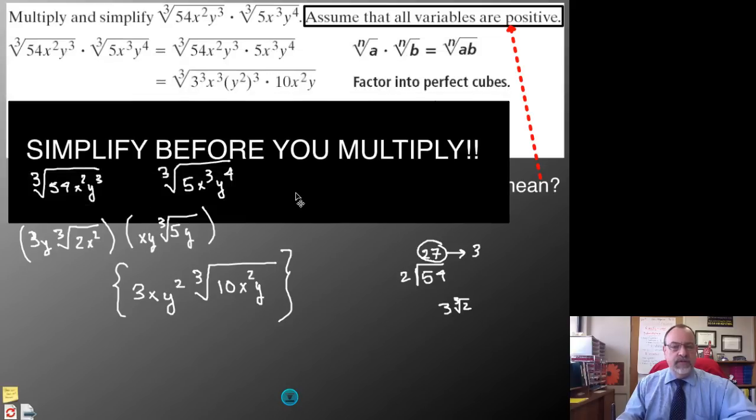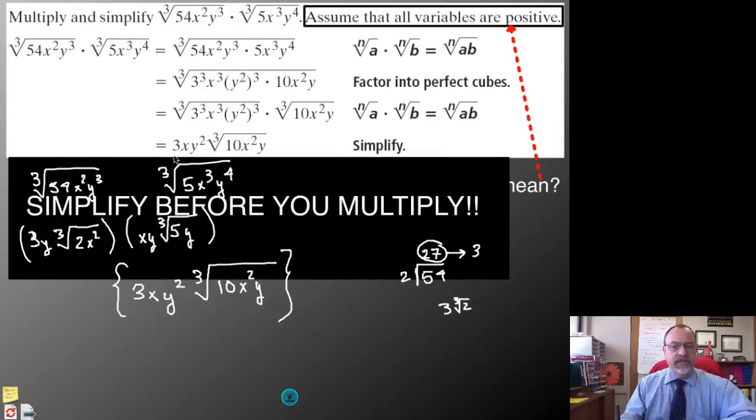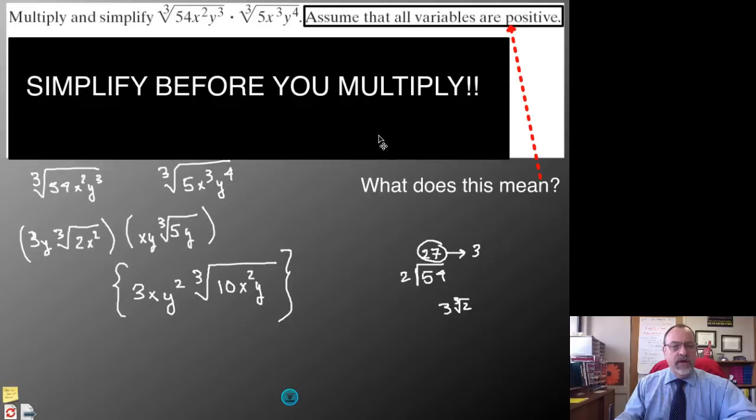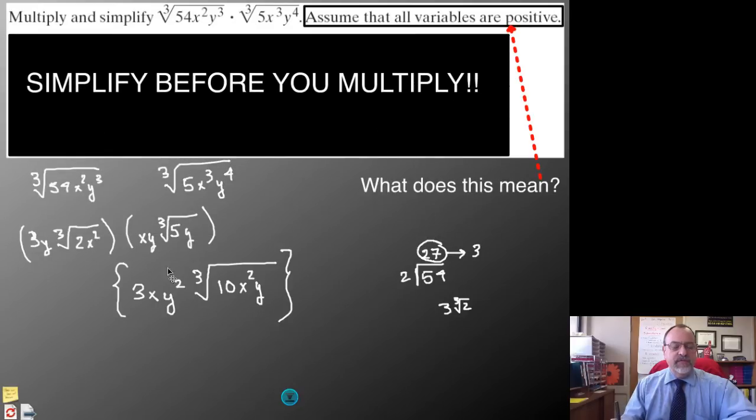Alright, so let me scroll down here and see, and you can see I have the exact same answer that they have, simplifying first. So you can do that either way. I would again suggest simplifying first and then multiplying. I think that's easier. I will do a video where I do a number of examples, so you can check that out if you need more help with these.